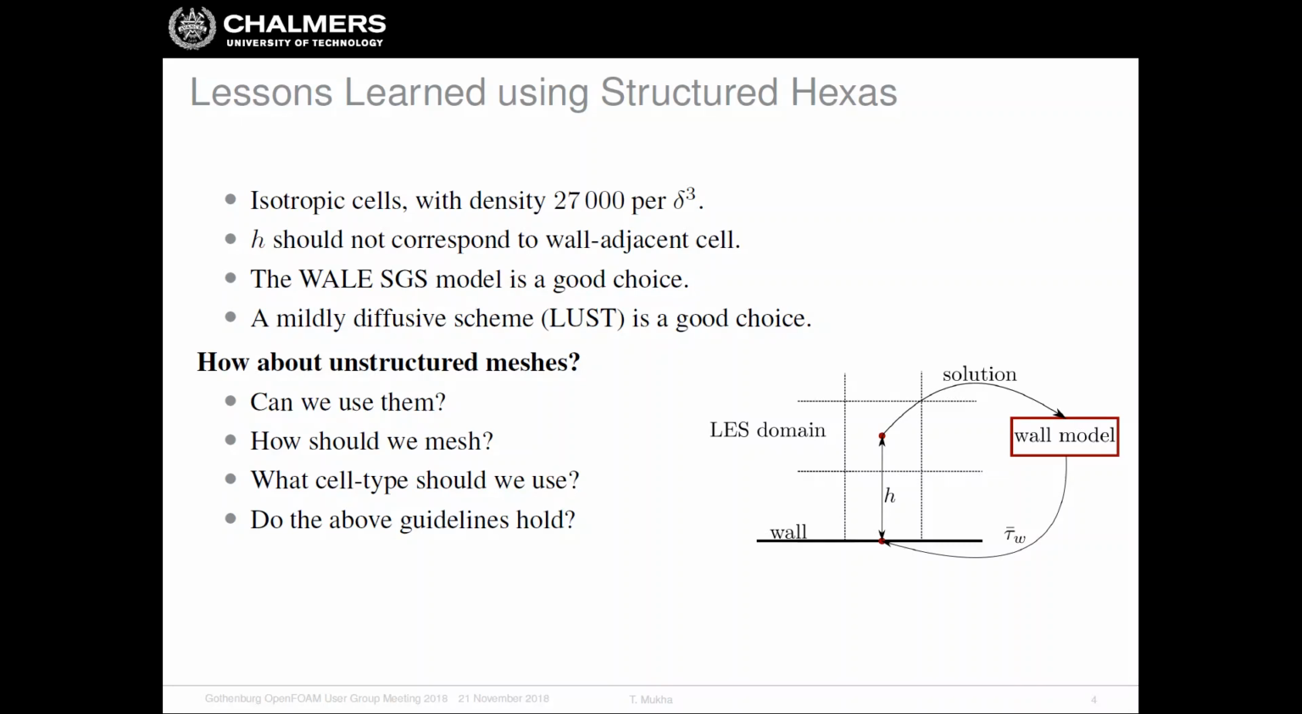But the focus of this talk is: how about unstructured meshes? Can we use them? Because we really want to use them so that we can consider complex geometry flows, which are pretty much impossible to mesh with structured hexas. And if we can use them, how should we mesh our boundary layer so that it's appropriate for wall-modelled LES? What kind of cell type should we use? And also very important for us, do all of those guidelines, those 4 points that we have here, actually still hold for simulations on unstructured grids? So these 4 questions are basically the focus of this talk.